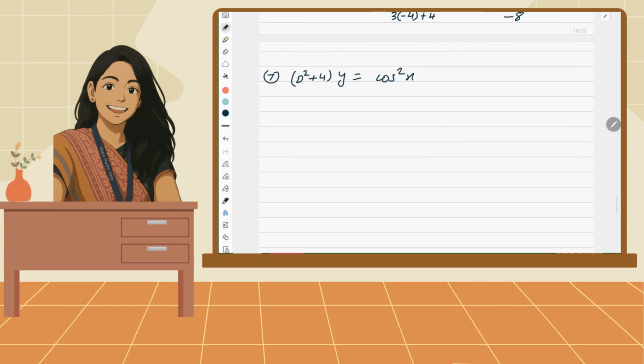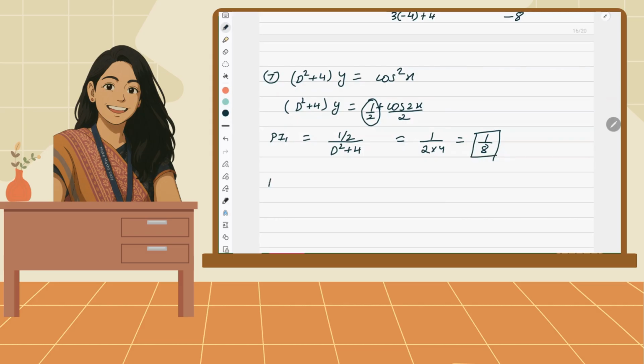Now d square plus 4y is cos square x. I'll rewrite this question as d square plus 4y is equal to 1 plus cos 2x upon 2. So I will have 2 PI here. PI1 is equal to 1 by 2 upon d square plus 4. And I know whenever I have a constant, I should put d is equal to 0. That was the first case. So 1 by 2 and d is 0, so 4. So 1 by 8.